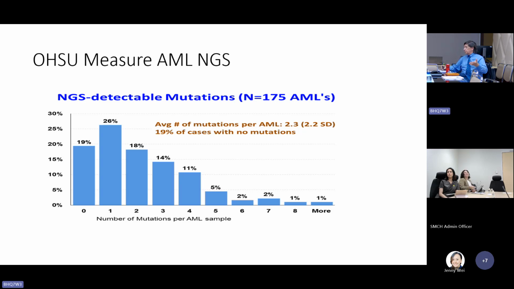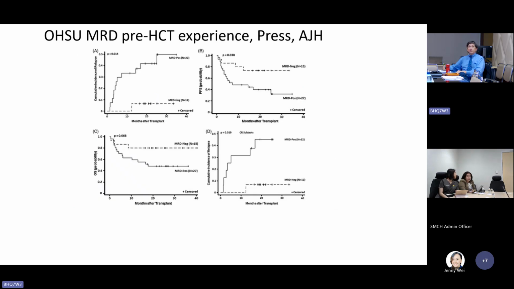Leukemia comes quickly for a lot of people, and you don't have a lot of time to develop a lot of mutations. You can see this is looking at 175 patients with AML. The average number of mutations per AML patient is only about 2. So it's a lot different than the solid tumor, where you often see very high numbers of mutations.